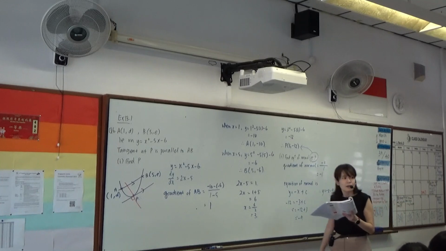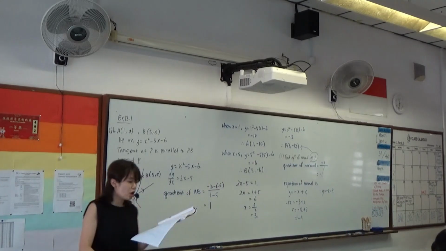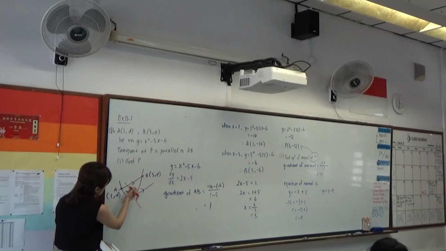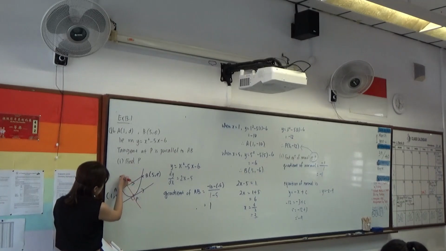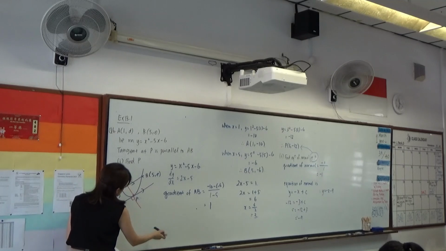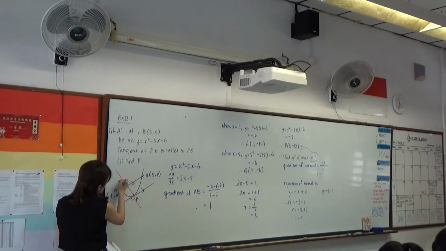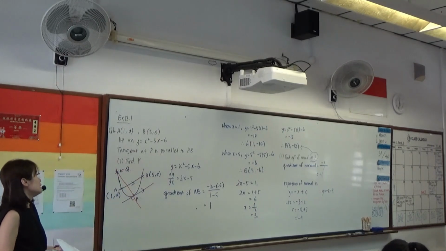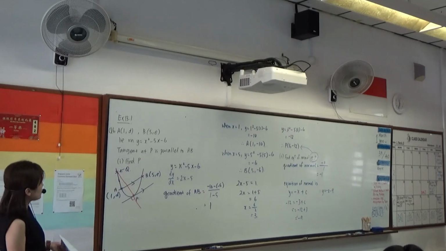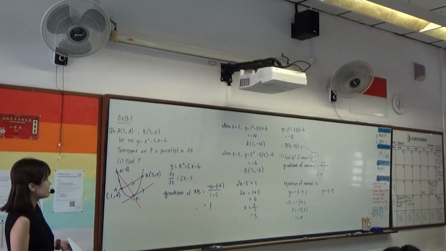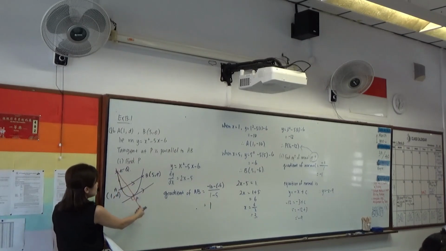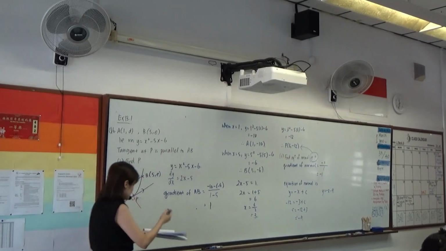Okay. For part 3, it says that the normal meets the curve again at the point Q. That means you draw your normal long enough such that it touches the curve. So I can extend my line here. So we're looking for this point here, which is Q. Okay. So it is an intersection point, and therefore we use simultaneous equation solving, since I know the equation of the normal already, and I also know the equation of the curve.